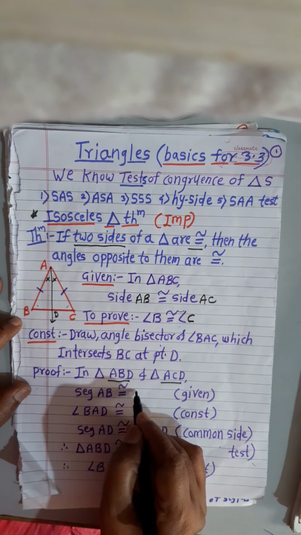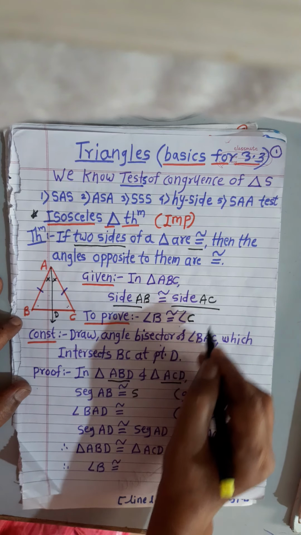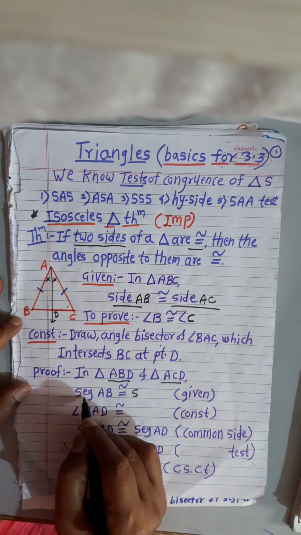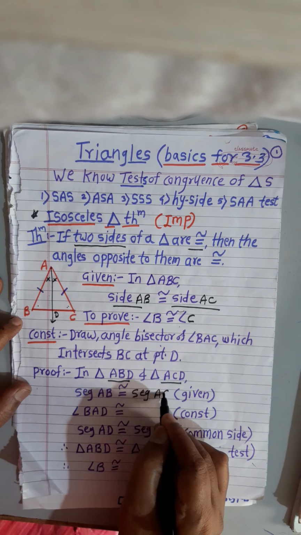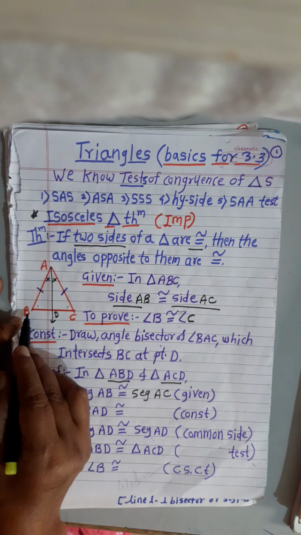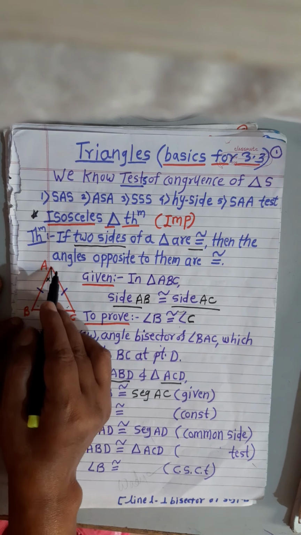Now see, segment AB is congruent to segment AC. Why? It is the given part. Side AB is congruent to side AC, which is given.